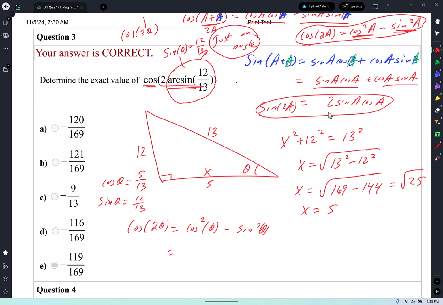So here we go. Cosine squared: 5 over 13 squared. Sine squared: 12 over 13 squared. 5 times 5, 25. 13 times 13, 169. 12 times 12, 144. 13 times 13, 169. And I'll wait. 25 minus 144 is negative 119. So negative 119 over 169.